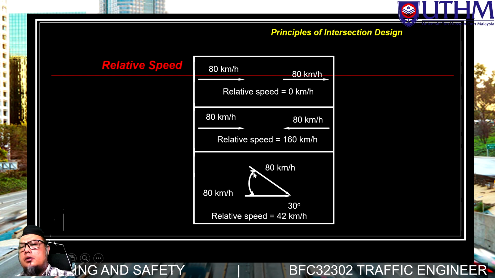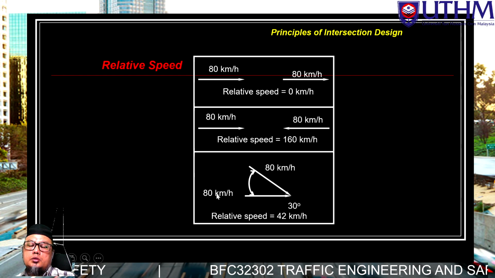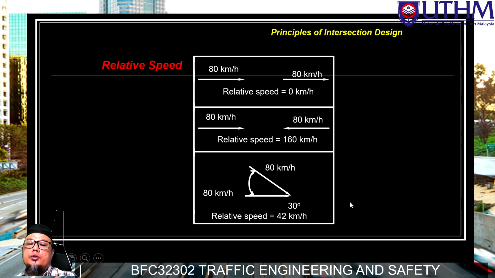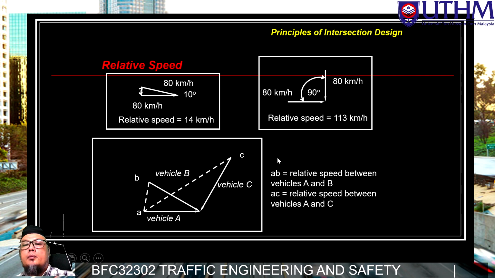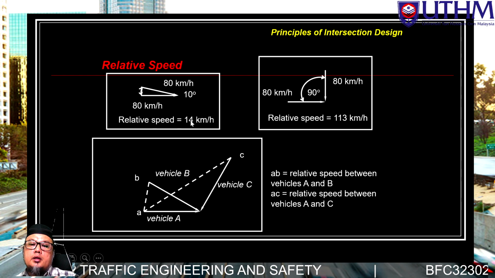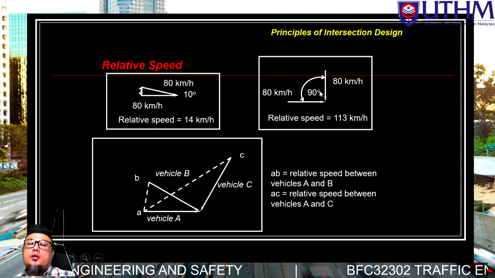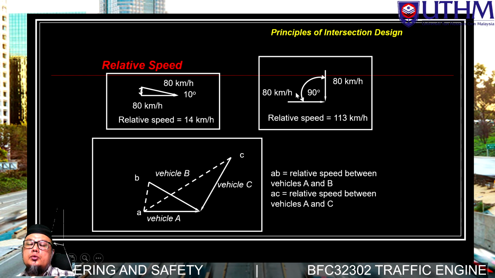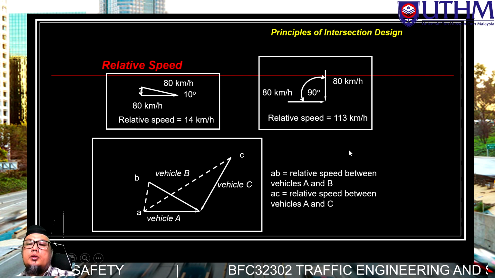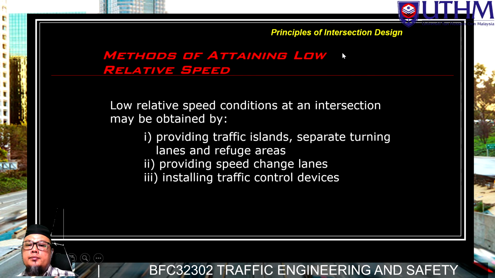Okay, this one is a typical merging speed, where they have a similar speed with the merging direction. It can reduce to 42, half of the speed. Okay, this one, if they have a little angle, it creates more or less 14 kilometers per hour. If they have 90 degrees, it creates more than 80, as much as 113 kilometers per hour, if the travel speed from both sides is 80 kilometers per hour.